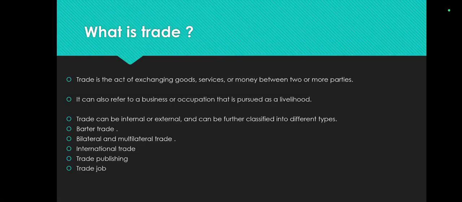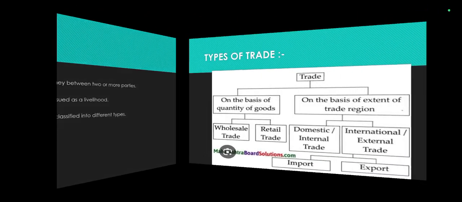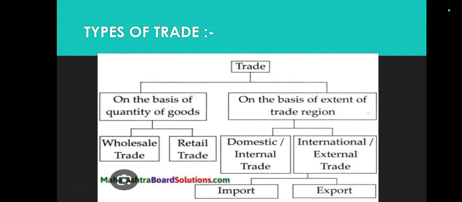Now, as we have understood the concept of trade, let's move on to the next concept, that is types of trade. Types of trade are further classified into two types, on the basis of quantity of goods and on the basis of extent of trade region. On the basis of quantity of goods, there are two types of trade: wholesale trade and retail trade. On the basis of extent of trade region, there are two types of trade: domestic or internal trade, and international or external trade. International or external trade is further divided into two types: import and export. Now let's understand this one by one.